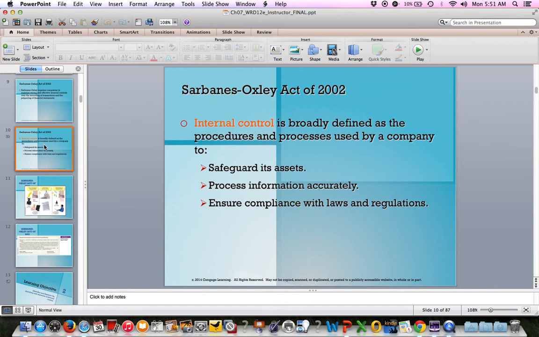And so internal control is basically just described as any process used to safeguard assets, process information accurately, and ensure compliance with laws and regulations. So obviously controls have been around for a long time, but Sarbanes-Oxley put more attention on those controls and requires companies to spend more time documenting and auditing those controls. And an audit of controls must be done once per year.